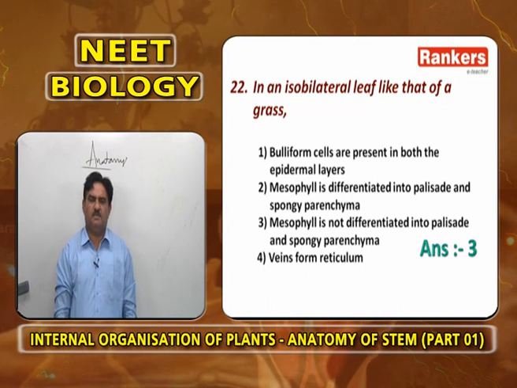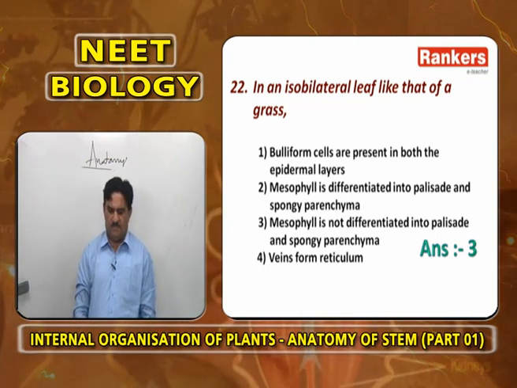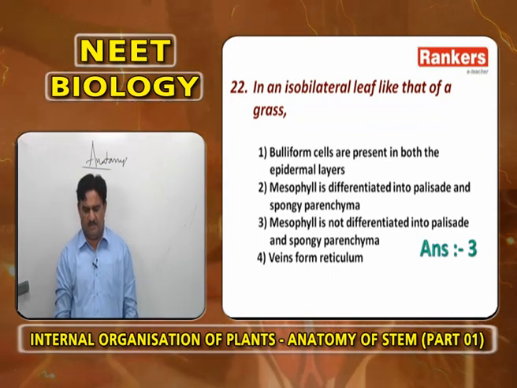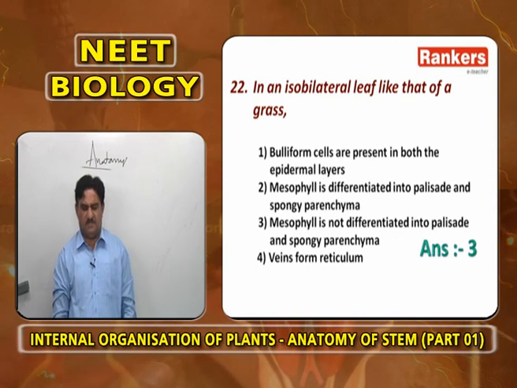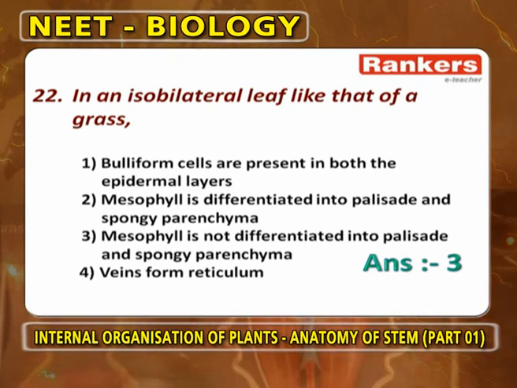Mesophyll is filled with homogeneous chlorenchymatous tissue. Veins form reticulum is also wrong, but some plants like smilax show reticulate venation. So, the correct answer for this question is mesophyll is not differentiated into palisade and spongy tissues. Third option.